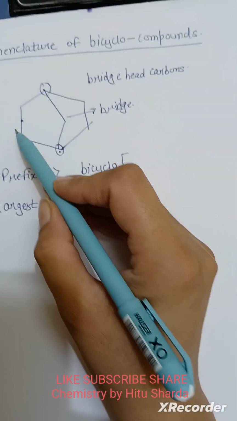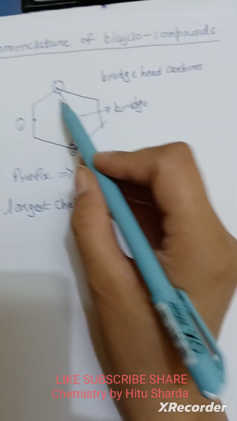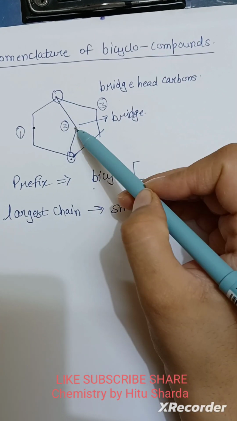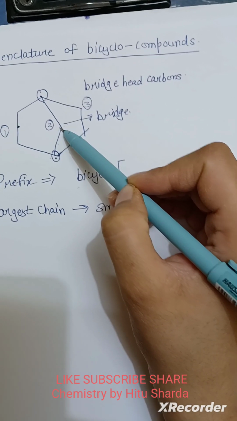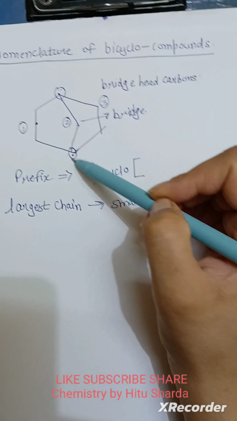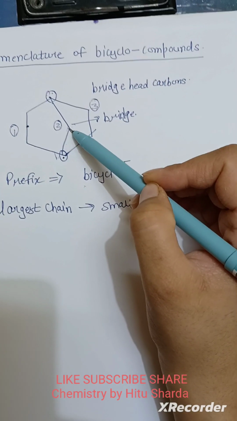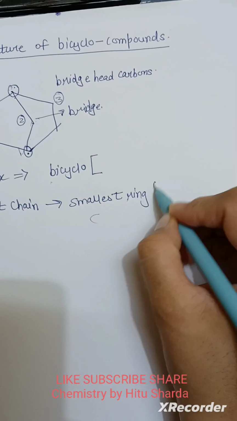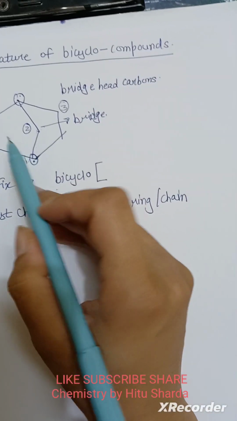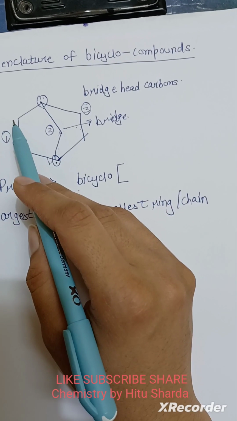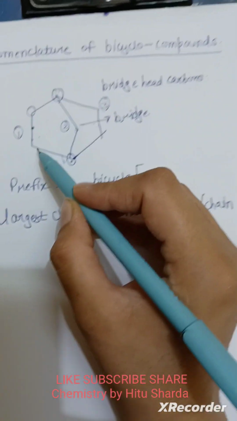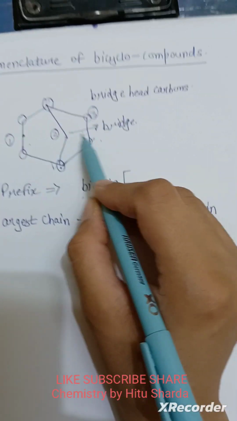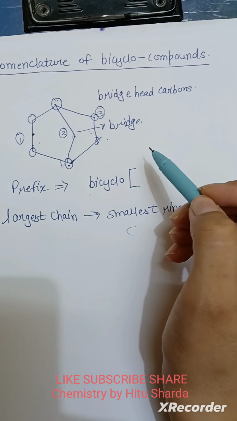Let us see. This is the first chain, the first ring, this is the second, and this is the third. If I exclude the bridgehead carbons here, only one carbon is there, so this is the smallest chain. Now I will focus on these two rings. How many carbons are there? 1 and 2. Similarly, in this case, 1 and 2. So both rings have the same number of carbons.